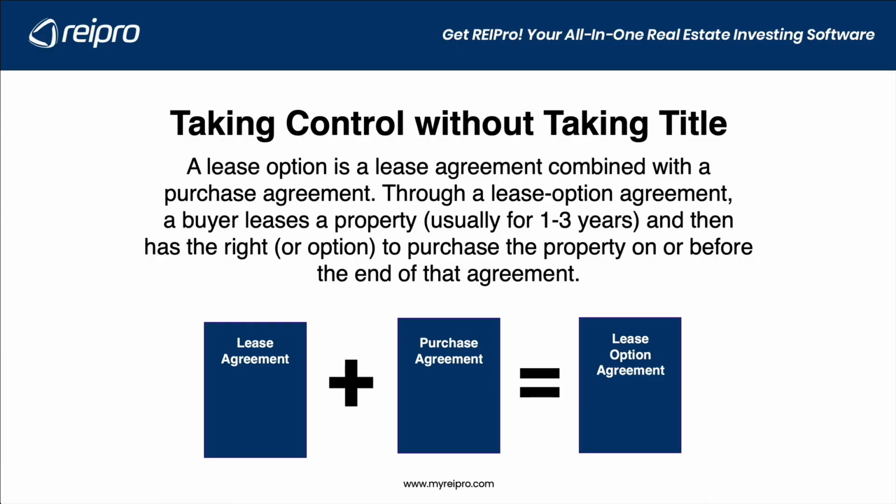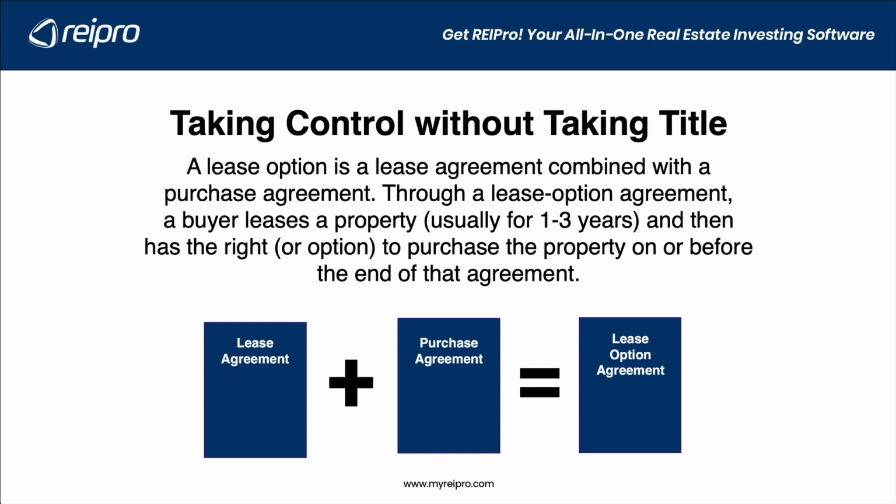Taking control without taking title. So a lease option is a lease agreement combined with a purchase agreement. Through a lease option agreement, a buyer leases a property, usually 1 to 3 years, and then has the right or option to purchase that property on or before the end of that agreement.